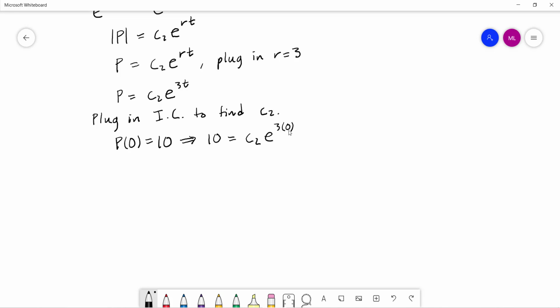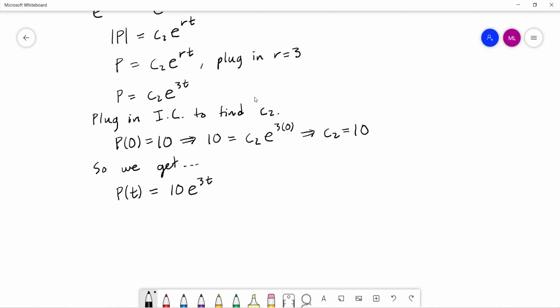Well, what is e to the 3 times 0? It is going to be 1, right? E to the 0th power is just 1. And that tells me that c2 is 10. And so our solution is that p of t is equal to 10 times e to the 3t. So there is our solution.